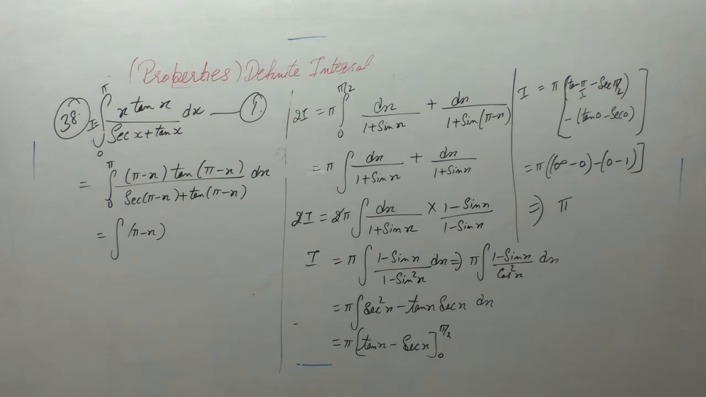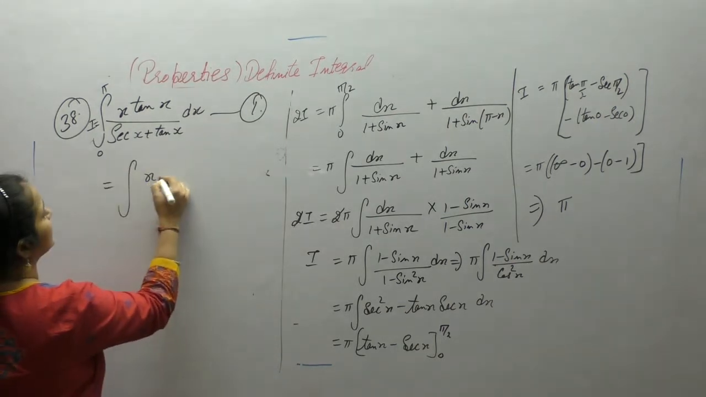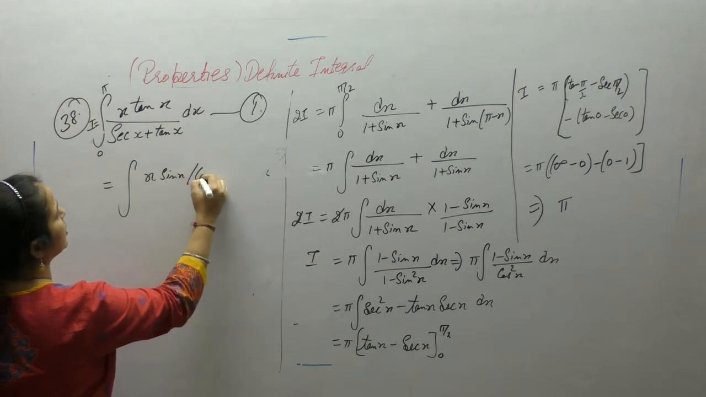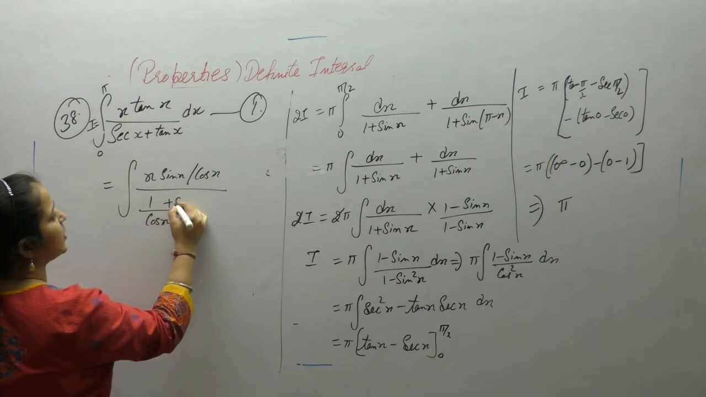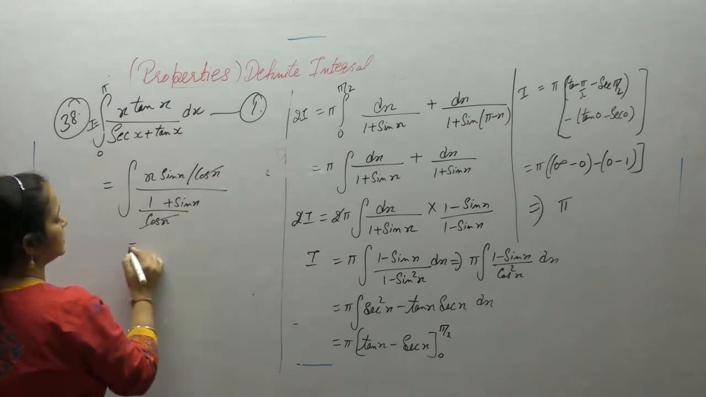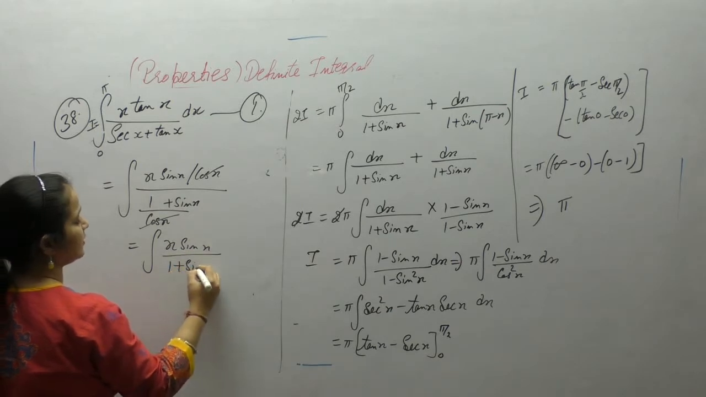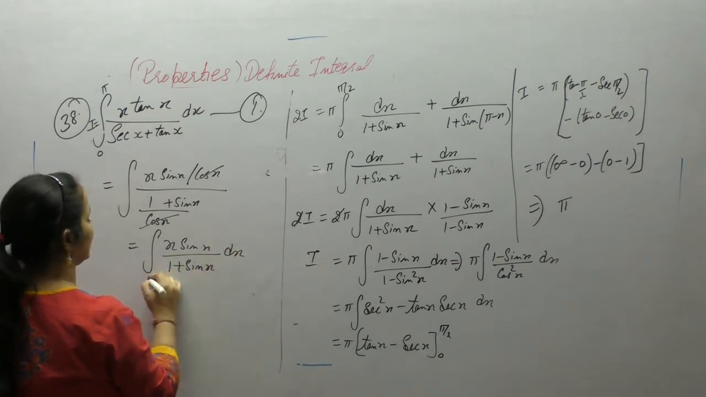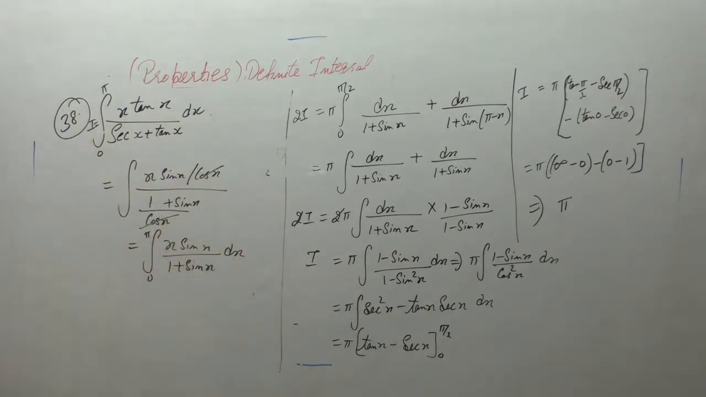or we can write it as, first we can simplify by putting tan as sine upon cos. x sine x upon cos x. Sec is 1 upon cos and tan is sine upon cos. So it becomes x sine x upon 1 plus sine x dx, and the limit goes from 0 to pi. x sine x upon 1 plus sine x.